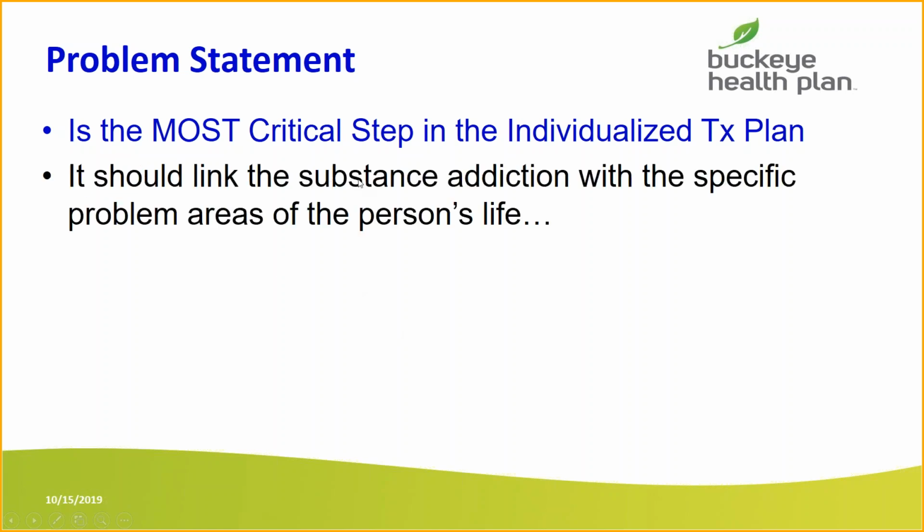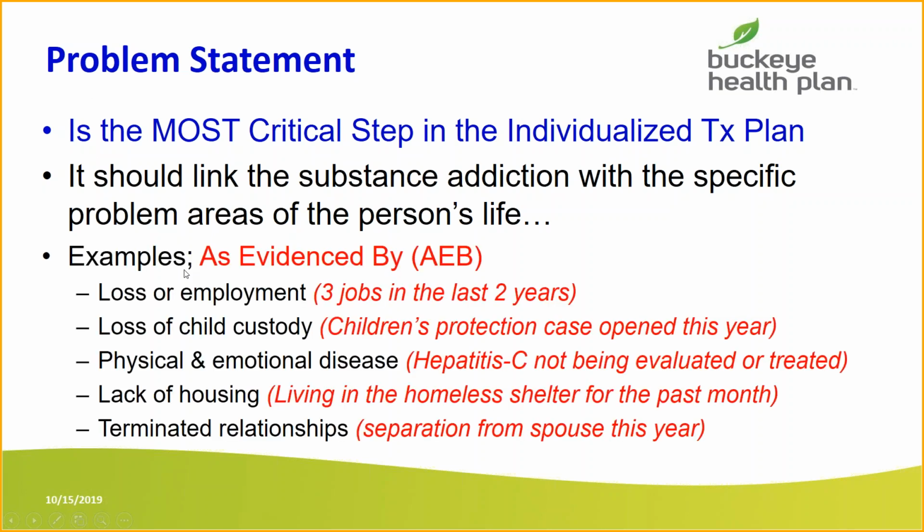So the problem statement should link the substance addiction. Now we know he's got opiate addiction, she's got alcohol addiction, she's got methamphetamine addiction. We know they've got this addiction, but what problems has it caused in this person's life? Give me some specifics so I can pick your patient out of 1,000 other patients with the same diagnoses. So when you list a problem statement, I suggest you list as evidenced by what? How do you know this is the person's problem?